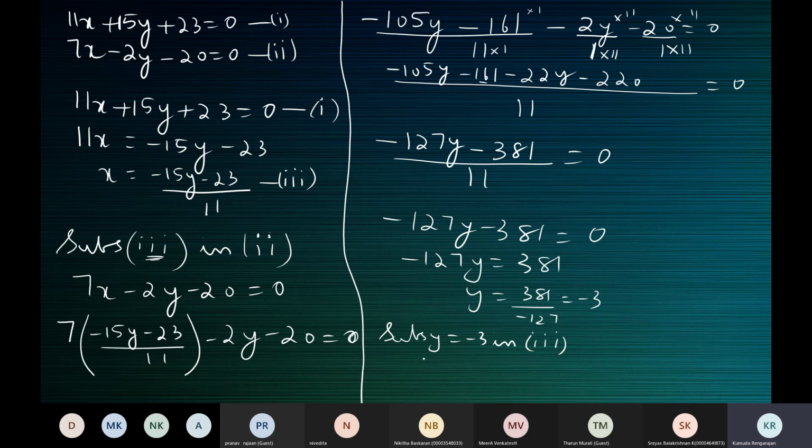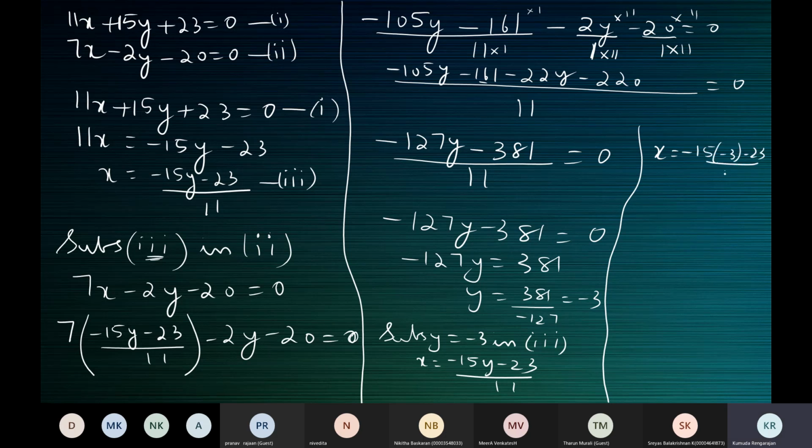Okay. So x is equal to minus 15 into y. See that there's y here, no? Okay, let me write it. X is equal to minus 15y minus 23 by 11. So let me continue here. So x is equal to minus 15 into y, which is minus 3, minus 23 divided by 11. So x is equal to plus 45 minus 23 divided by 11. X is equal to 22 by 11, which is 2. So the value of x is 2 and y is minus 3.